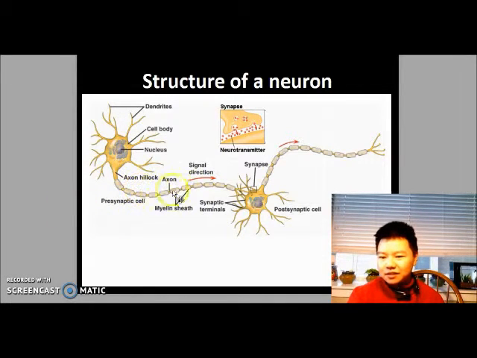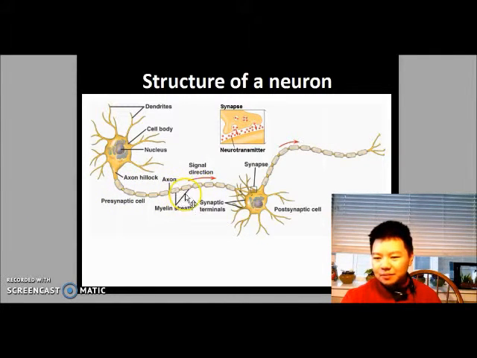So axons send the signal. Dendrites are listening to the signals being received by the axons. Notice that this axon in the picture is covered in a myelin sheath. Myelin is a fatty substance that wraps around the axon to insulate the electrical signal. It's the same way that electrical wires can be insulated by rubber.